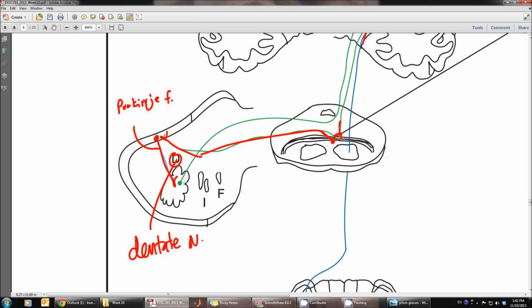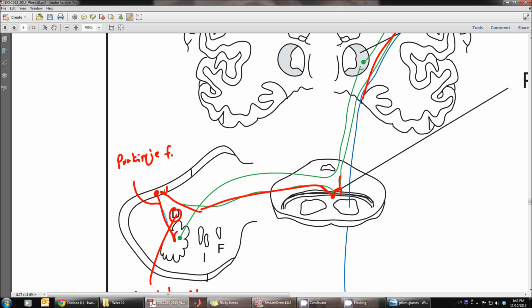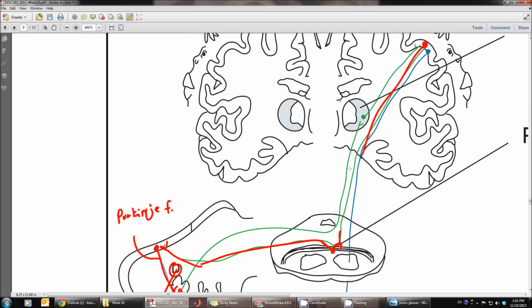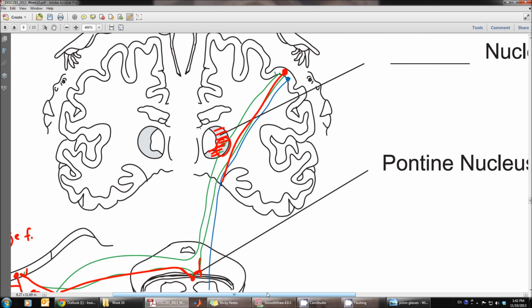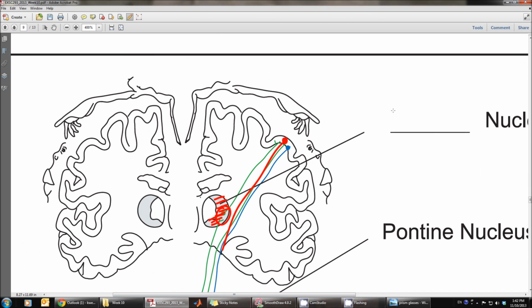And this nuclei is our deep cerebellar nuclei, which is our dentate nucleus. And the output will go back to the cerebral cortex. So from the deep nuclei, the output has to go again via the VL thalamus. So this is our VL thalamus, similar to the spinocerebellar pathway. It goes through the VL nuclei, ventrolateral nuclei of the thalamus, and goes to the cortex.